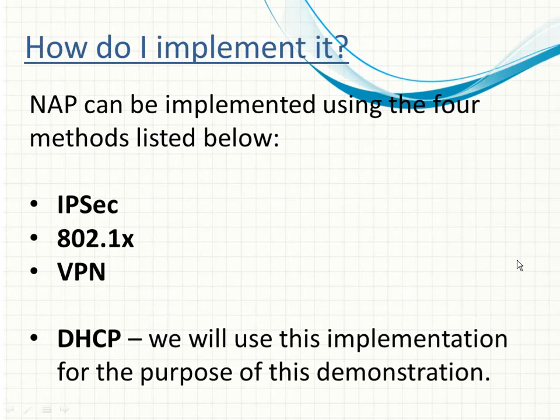So, what are the various methods in which NAP can be implemented? NAP can be implemented using the four methods listed below. The first one is IPsec, the second one 802.1x, the third one VPN, and the fourth one DHCP. For the purpose of this demonstration, I'll show you the DHCP implementation of NAP.